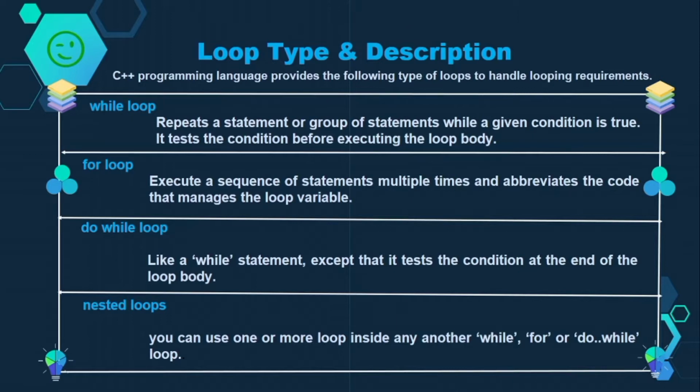While loop repeats a statement or group of statements while a given condition is true. It tests the condition before executing the loop body. The for loop executes a sequence of statements multiple times and abbreviates the code that manages the loop variable. Do while loop is like a while statement, except that it tests the condition at the end of the loop body. And the last one we have is nested loops. You can use one or more loops inside any other while, for, or do while loop.